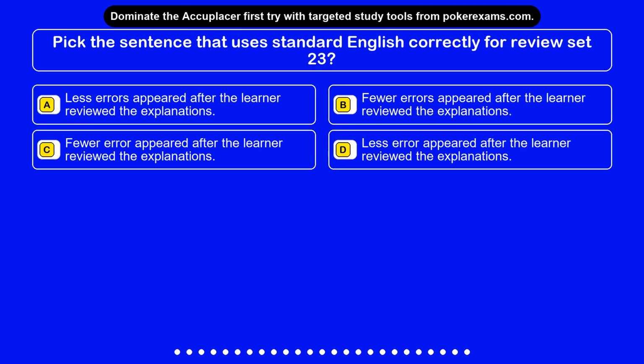Question 20. Pick the sentence that uses standard English correctly for review set 23. Option A. Less errors appeared after the learner reviewed the explanations. Option B. Fewer errors appeared after the learner reviewed the explanations. Option C. Fewer error appeared after the learner reviewed the explanations. Option D. Less error appeared after the learner reviewed the explanations.